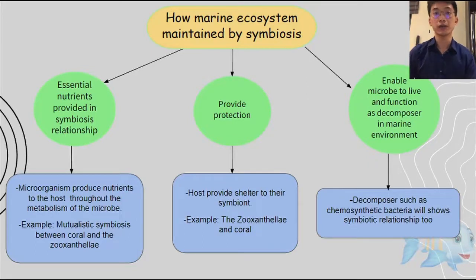Lastly, the symbiotic relationship between microbes and the marine cultures will enable the microbes to survive and function as decomposers in the marine environment. Decomposers such as chemosynthetic bacteria will show a symbiotic relationship with the host and get shelter from the host. These bacteria will decompose the waste or harmful substances in the marine environment and generate useful products that might be needed by other marine organisms. Thank you. That's all from me.